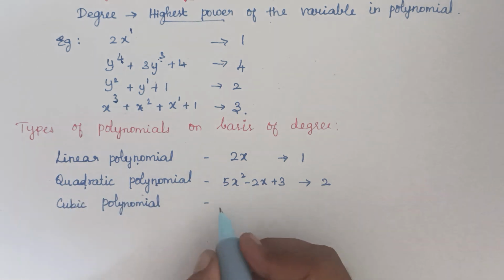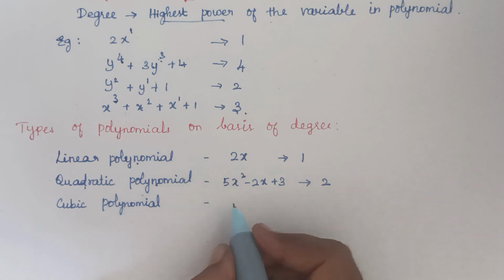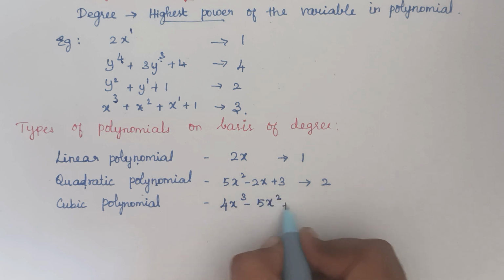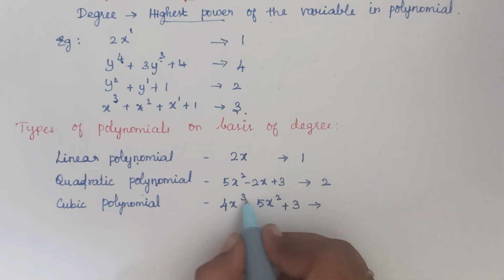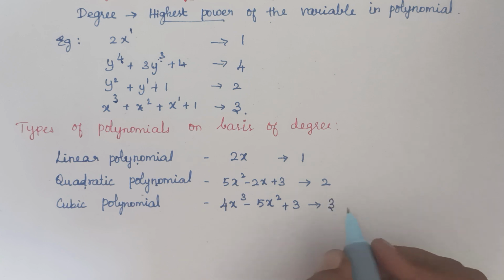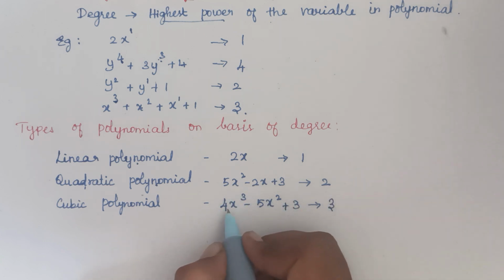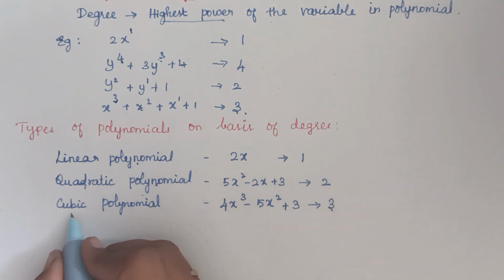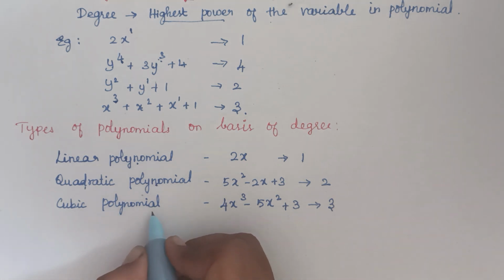Okay. And then cubic polynomial. An example for a cubic polynomial is 4x cube minus 5x square plus 3. Okay. So what is the degree of this polynomial? The highest power of the polynomial is 3. So the polynomial which contains 3 as the degree is considered as a cubic polynomial.